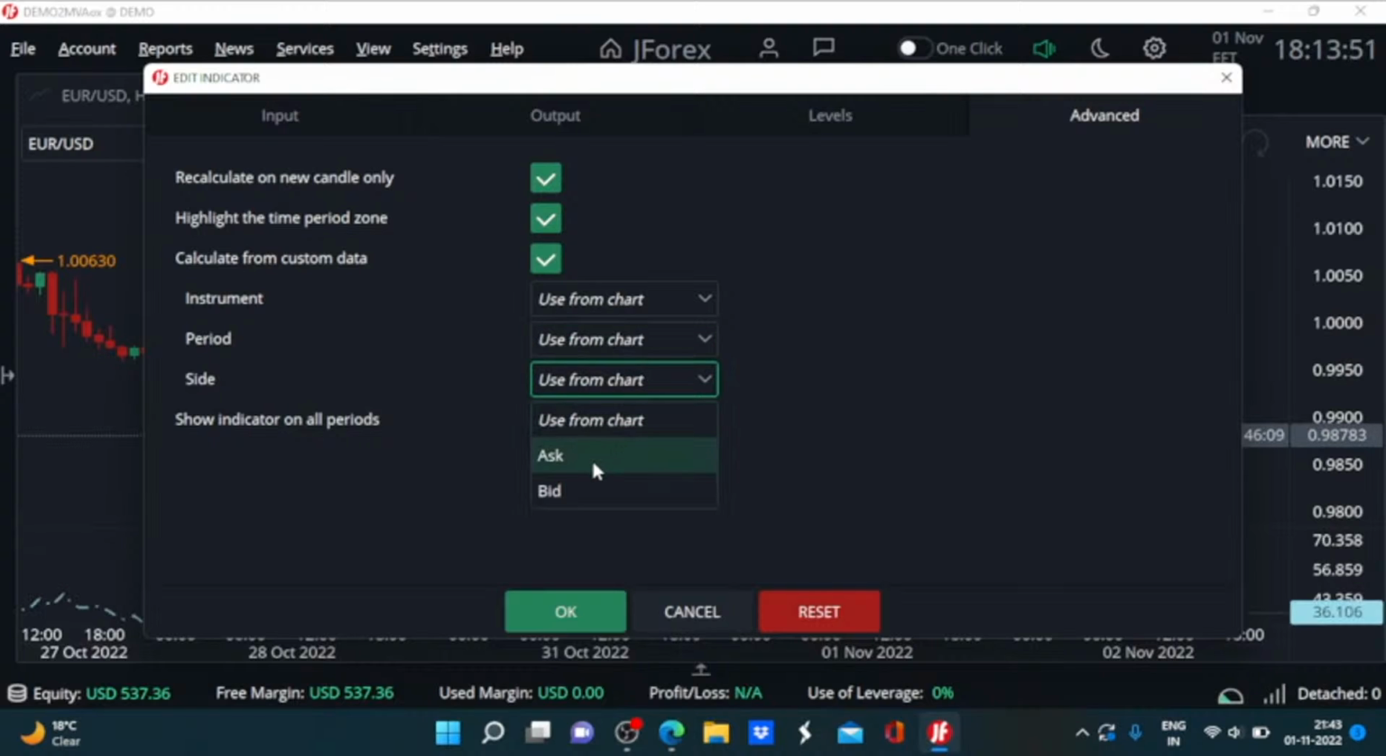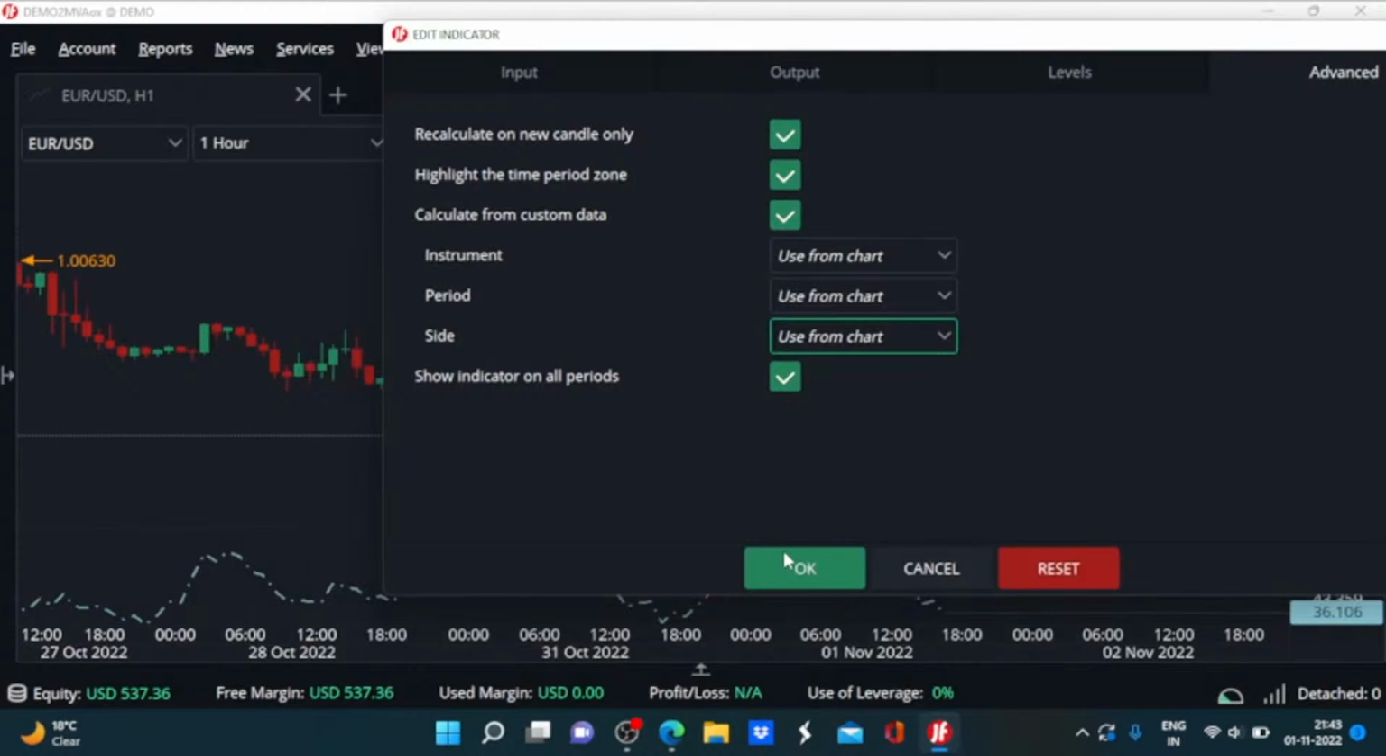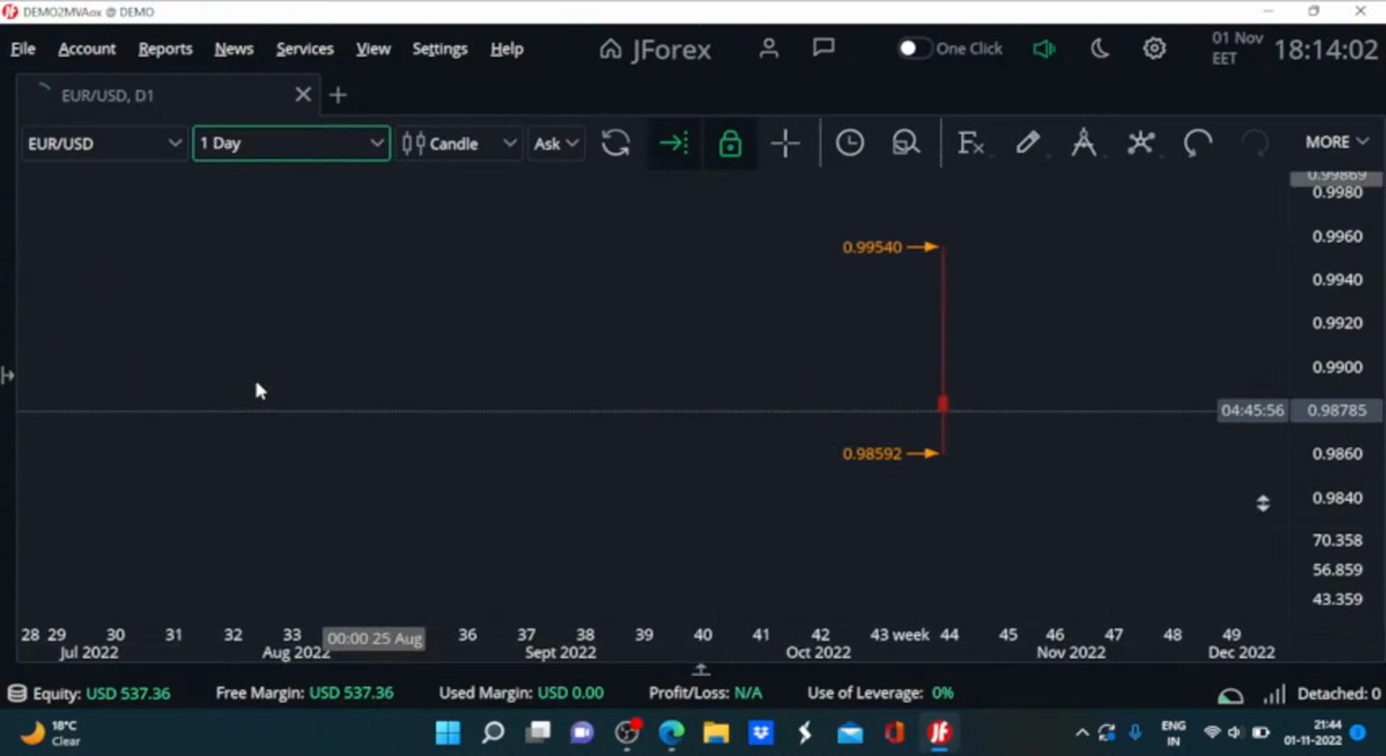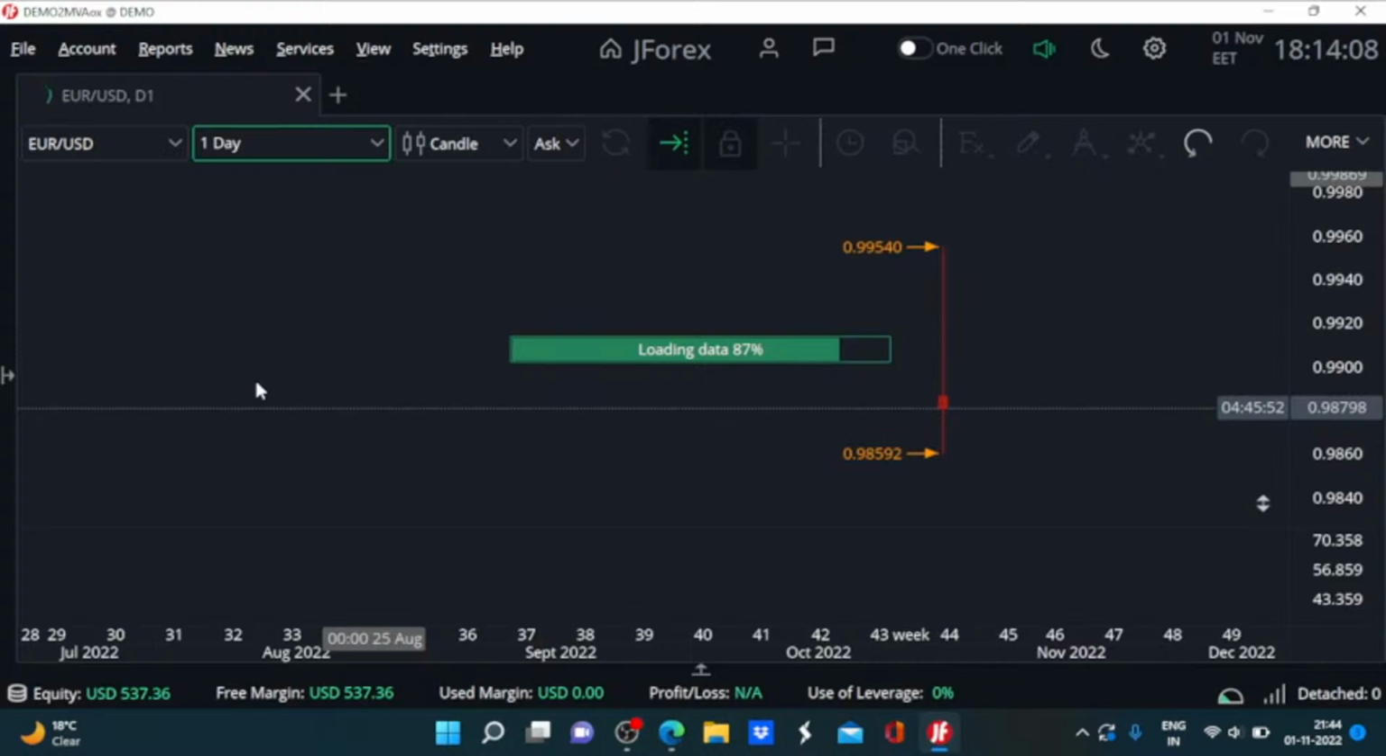Split side can be used, or you can go for ask or bid. It can be specified. If you want the indicator to be available on all the candle periods whenever you change it, you can opt in for this. Else you will have to specify on which time frame the indicator should be plotted, and only on those time frames the indicator will be available.